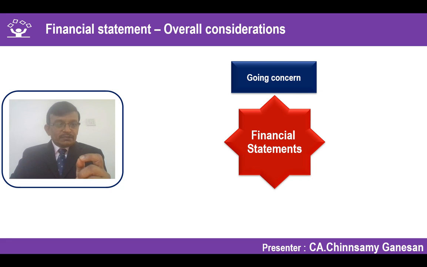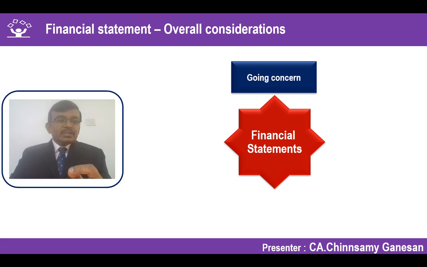In case this going concern assumption is disturbed by means of facts and circumstances of the case, the financial statement cannot be prepared on a going concern assumption. That means it cannot be presented on the normal historical cost convention plus the fair value measurement as and when it is required by the standards. It has to be prepared on a liquidation basis.